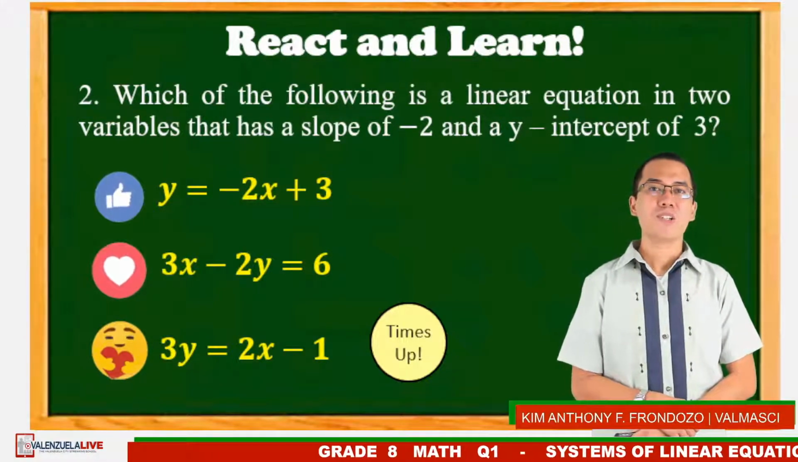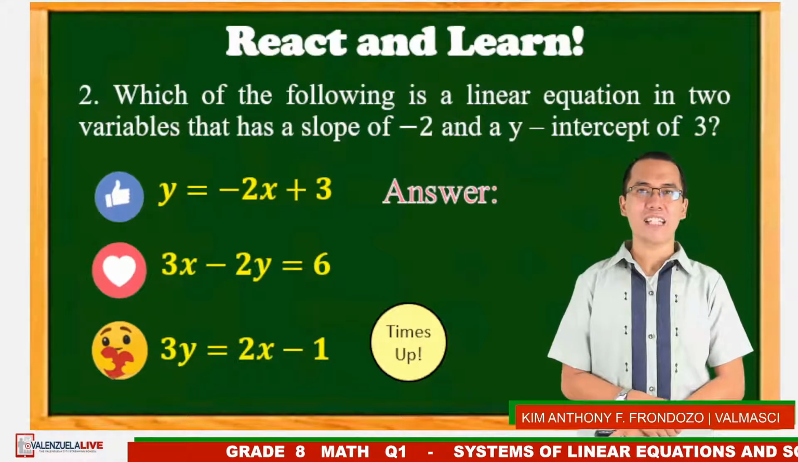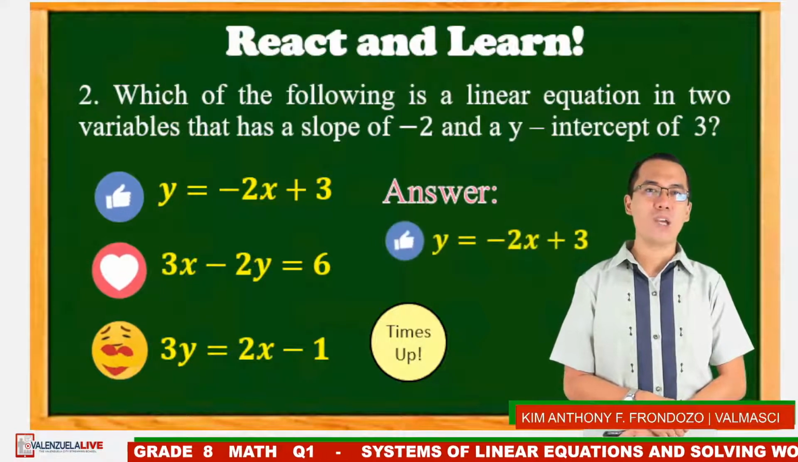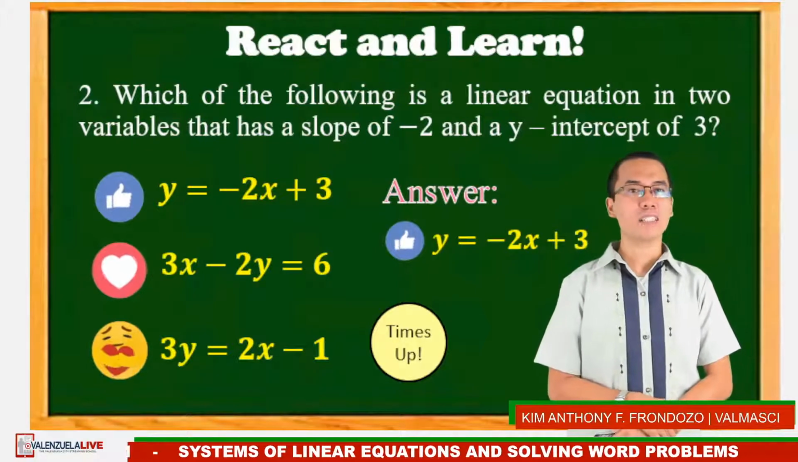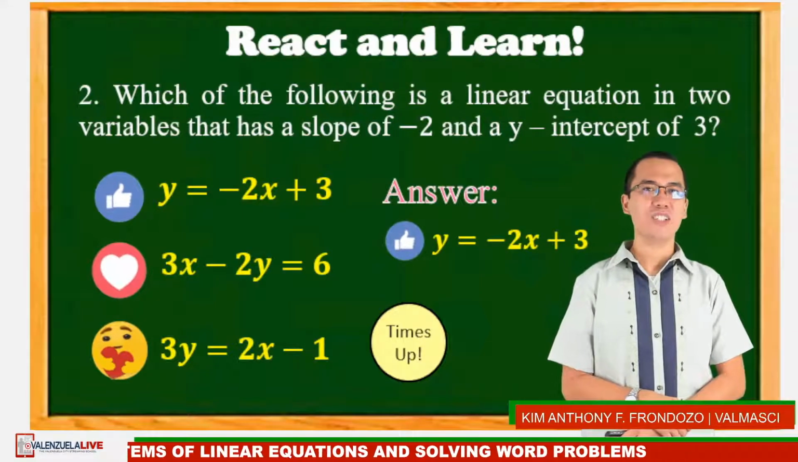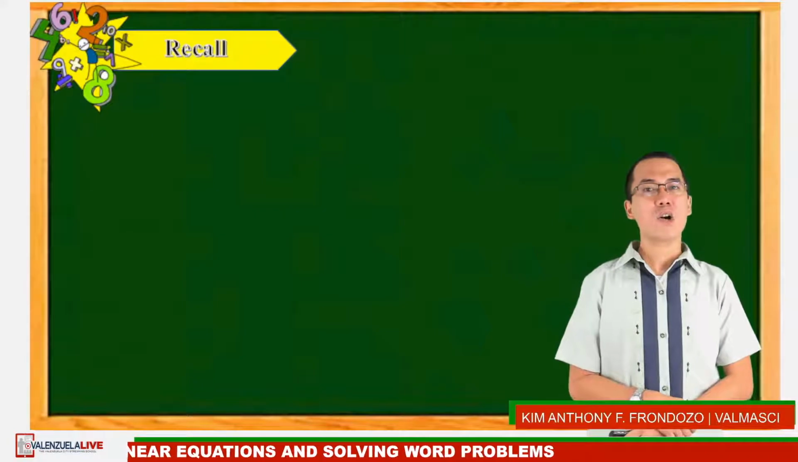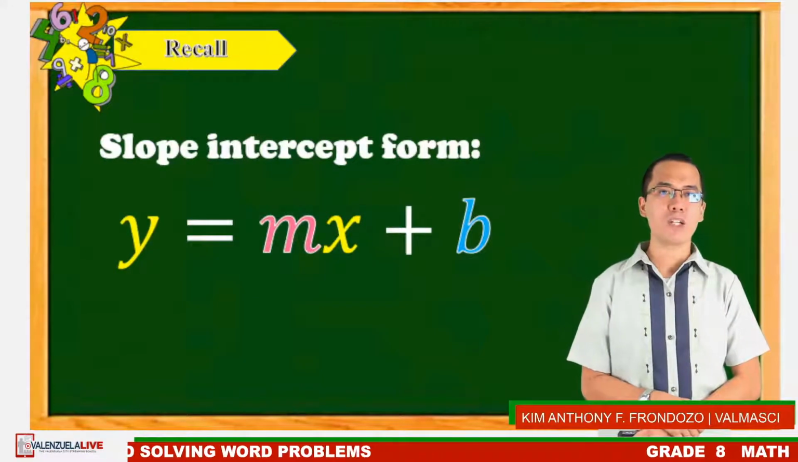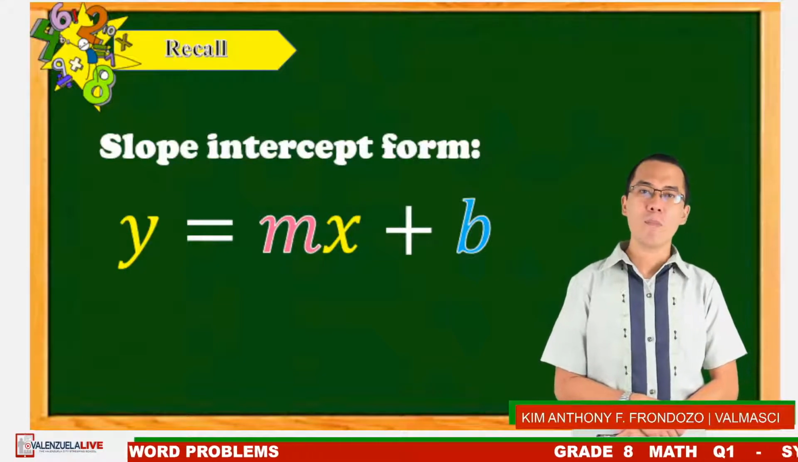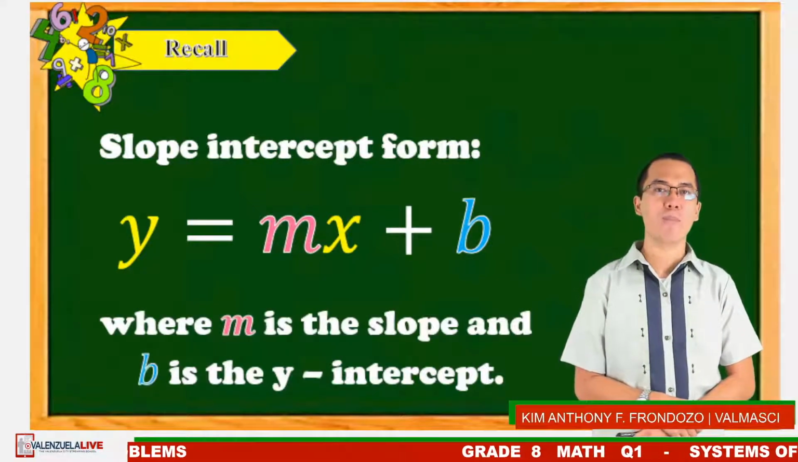Time's up. So the correct answer is the like reaction. We have y equals negative 2x plus 3. Were you able to get the correct reaction? Very good. Now, the slope-intercept form is in the form of y is equal to mx plus b, where m is the slope and b is the y-intercept.